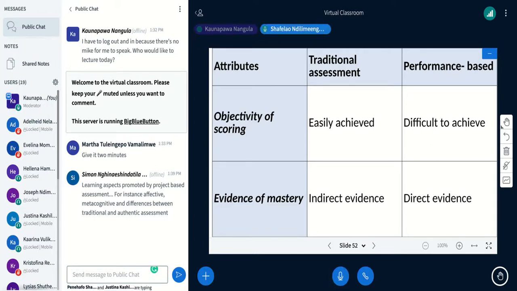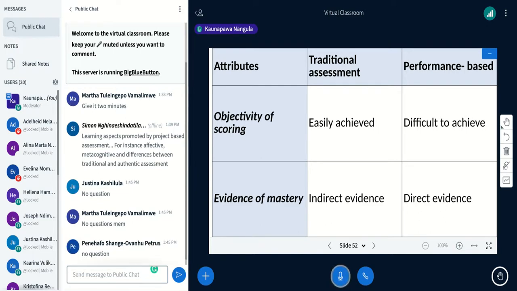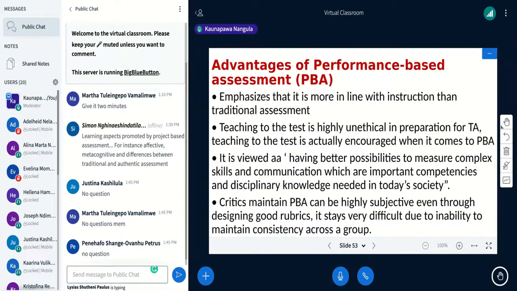We don't have a question, Miss. You can continue. You don't have a question? All right. Thank you, Ndili. Okay. No question. Thank you, Justina and Martha. And Penhafon. All right. Next, we are moving on to, what are we moving on to?